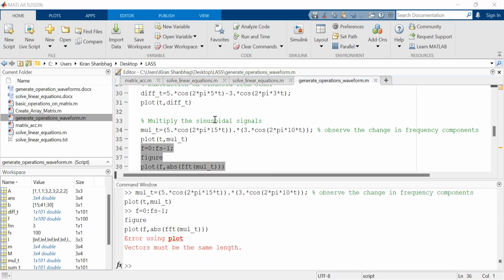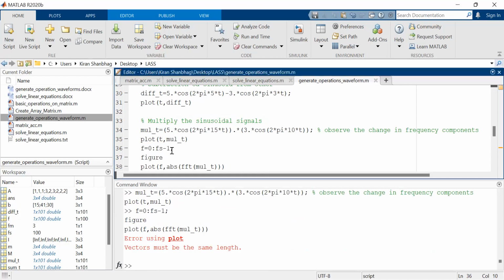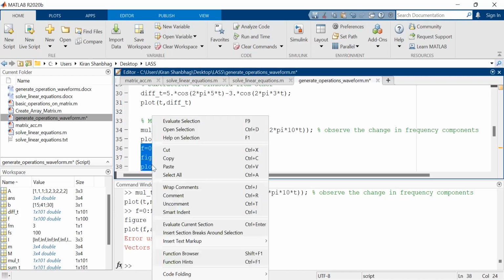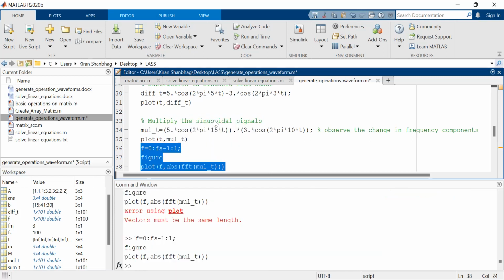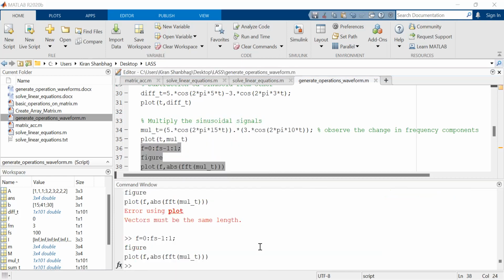There, I'm getting an error. So let me add colon to 1. This should end at 1. I think now we are fine. So, matrix dimension error. The moment the matrix sizes do not agree, you are going to get into trouble.